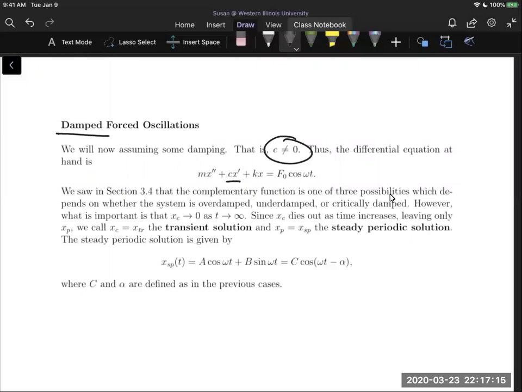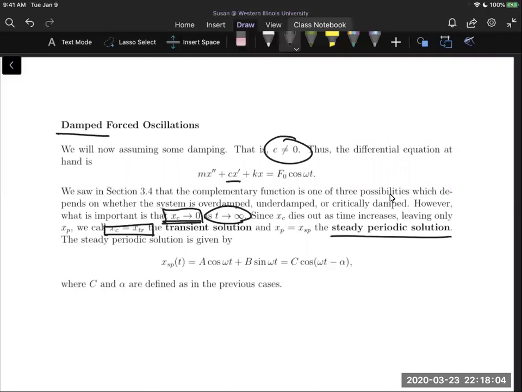However, what we want to focus on here is that as t approaches infinity, the complementary function is approaching 0. In other words, the complementary function is dying out. As time increases, that function has less and less of an impact on the output of the overall solution. Because of that, we call x sub c the transient solution. Since it dies out, it doesn't make a large impact, hence the word transient. The particular solution is the one that really governs the overall behavior of the general solution x, and we call that the steady periodic solution.